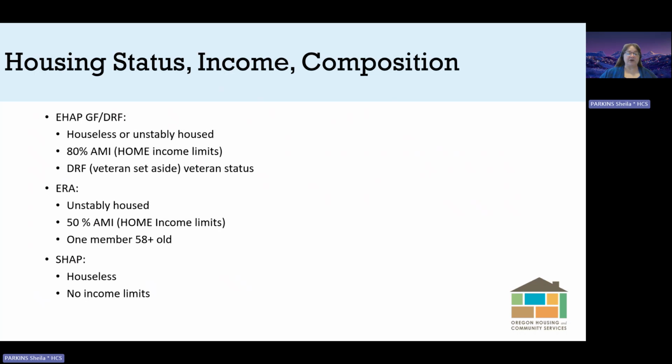Income must always include the current gross income of all adult members of the household. Income earned by minors or full-time students who are not considered a head of household can be excluded. When we talk about household composition, we mean either a family or individuals living together as one economic unit. A household must meet specific requirements in ERA and DERF, such as they must include a person age 58 or older for ERA, or when using EHAP DERF and using the veteran set-aside, a household must include a person meeting the definition of a veteran.